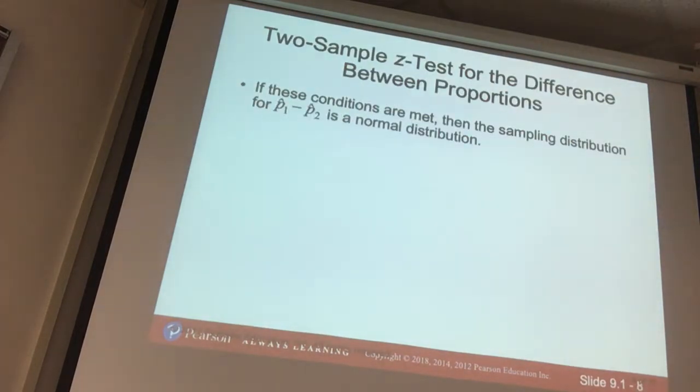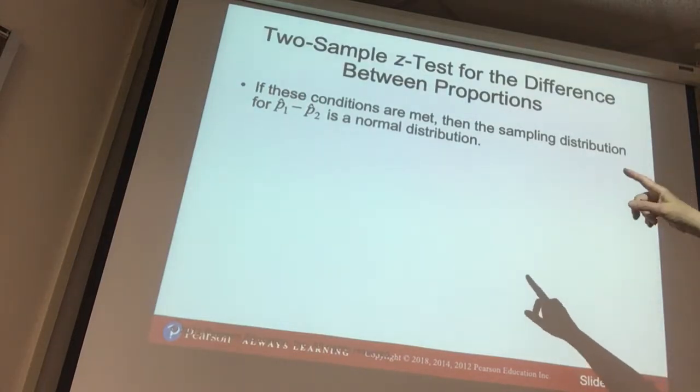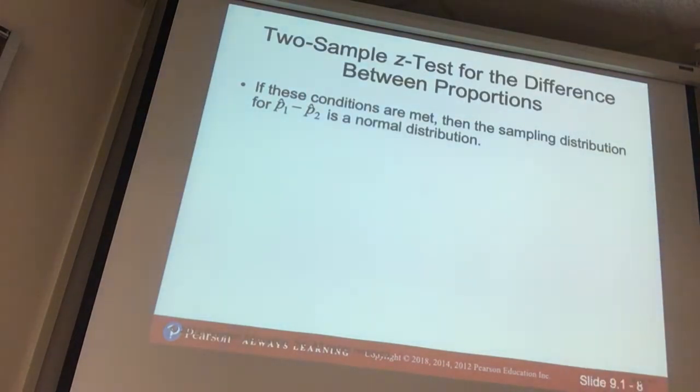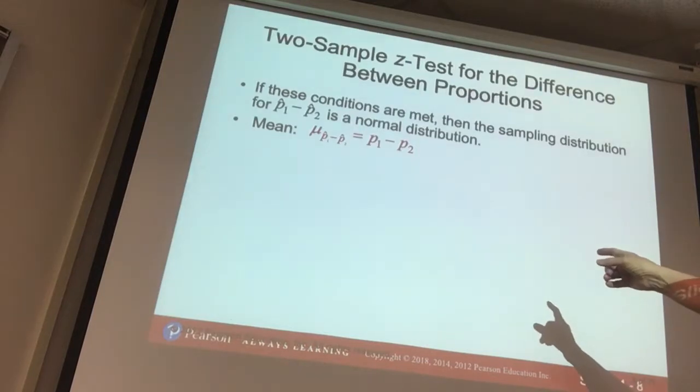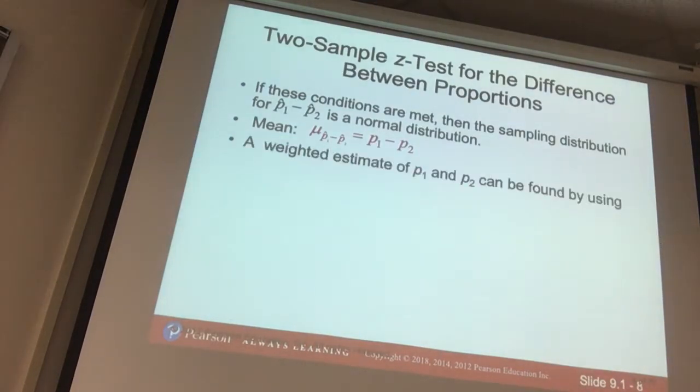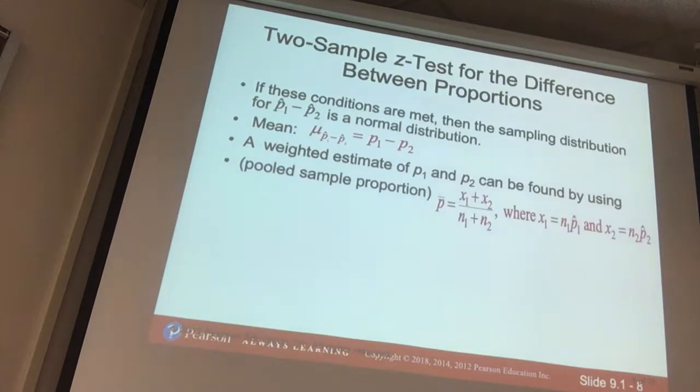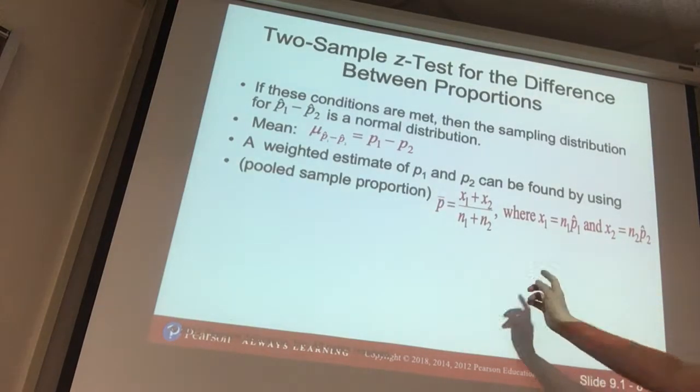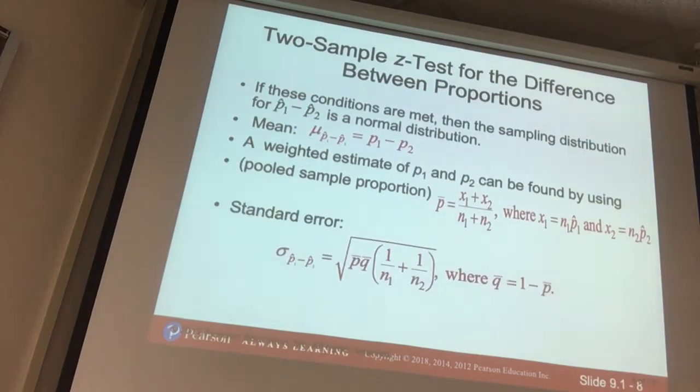So then, if these conditions are met, then the sampling distribution for p-hat 1 minus p-hat 2 is a normal distribution. So they have defined the normality of the situation. And so the mean of this distribution would be p-hat 1 minus p-hat 2. So we're doing a sampling distribution here. And a weighted estimate is going to be our pooled p. So they're defining the whole situation.